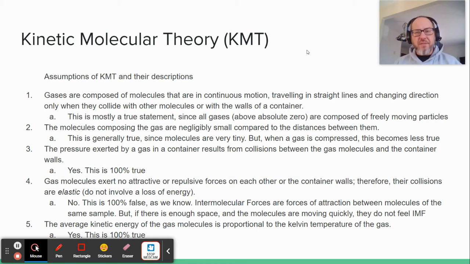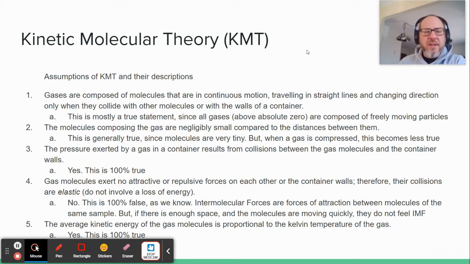But of course, obviously, they're not always going to behave ideally because we have liquids and solids, right? Liquids and solids are a real thing. So obviously, gases aren't being gases all the time. There's a point where they stop being gases and start being liquids, or solids.